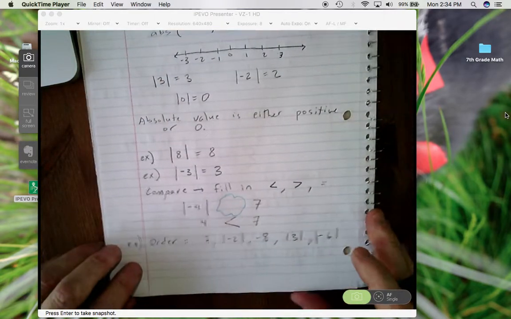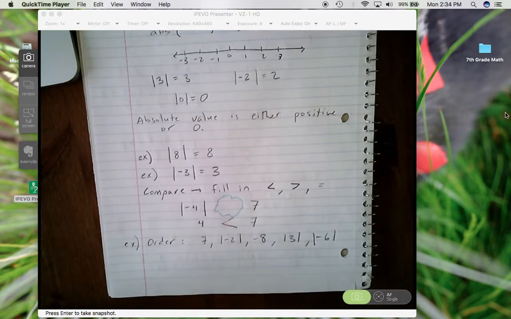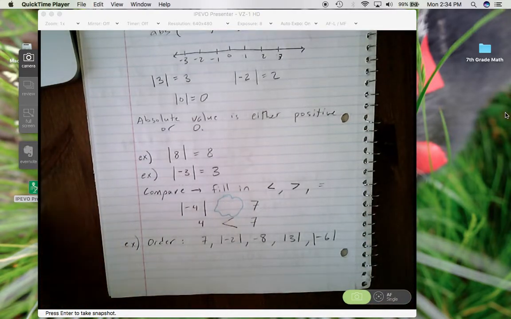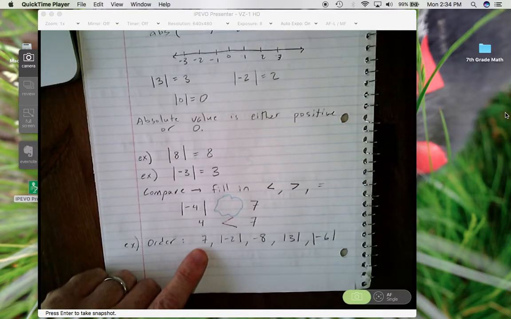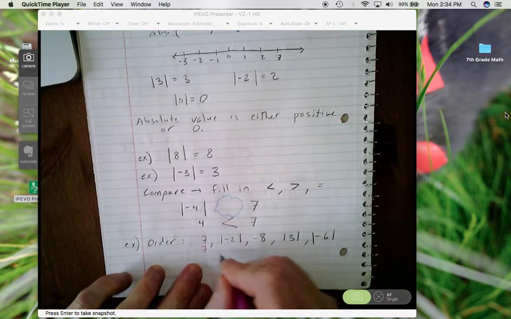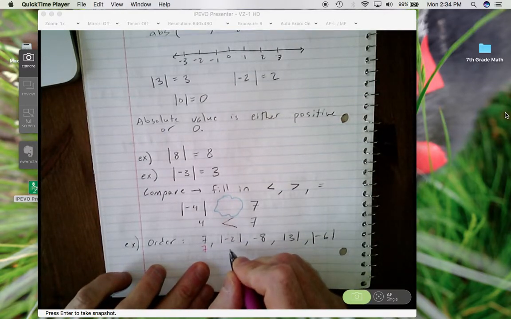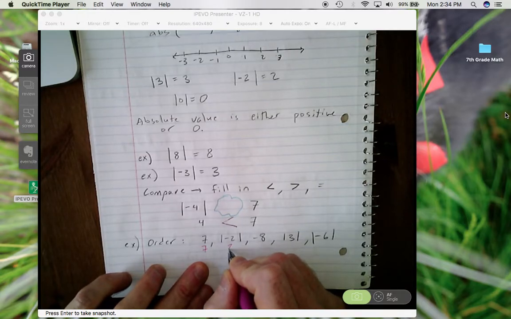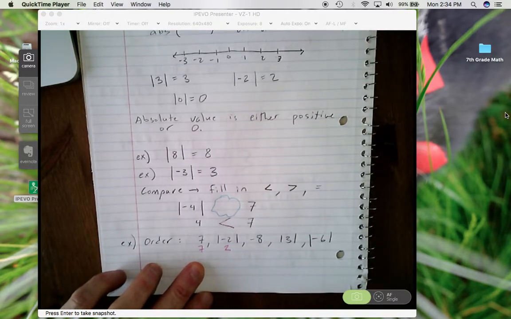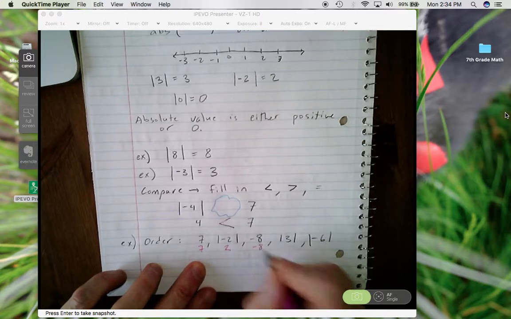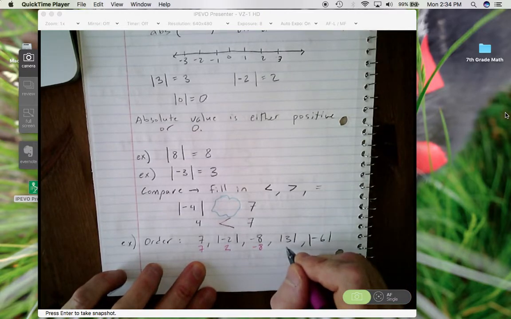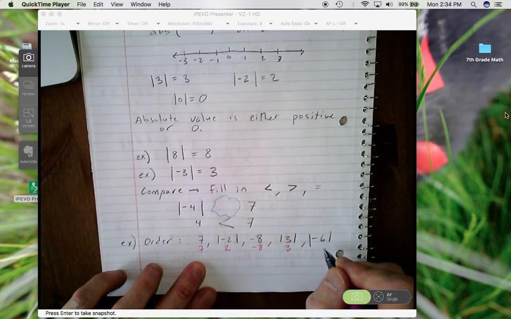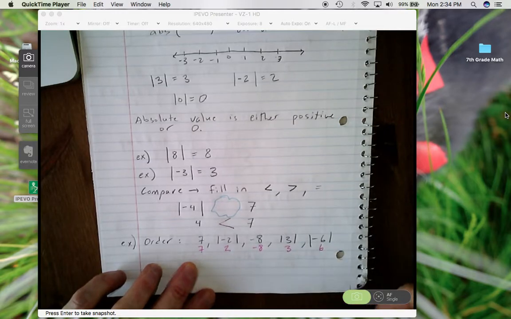And you'll see some of these on your assignment. Let's just think about it here. I'm going to use a colored pen to write what they're equal to. Well, 7, that's just 7. The absolute value of negative 2, again, that's going to be 2 because it's 2 places away from 0. Negative 8 is going to stay negative 8. The absolute value of 3 is 3, and the absolute value of negative 6 is positive 6.